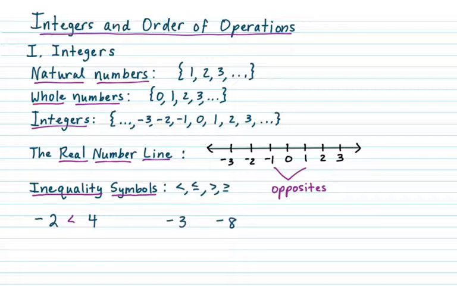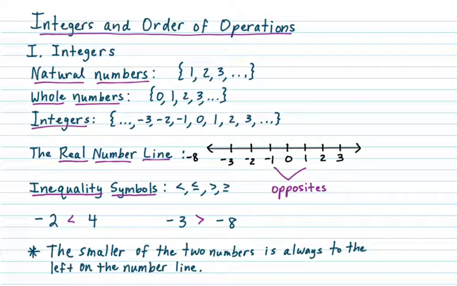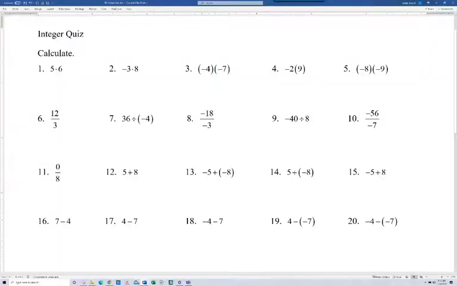So what if I gave you -3 and -8? Well, let's see. If you were to actually put -8 on the number line, it would be out here somewhere. And so you can see that -8 is smaller, which means -3 is greater than -8. And so we would use the greater than symbol. Although we could also use the greater or equal symbol because -3 is greater or equal to -8. So I just want to make that comment here. The smaller of the two numbers is always to the left on the number line. All right, let's move on to the next slide.